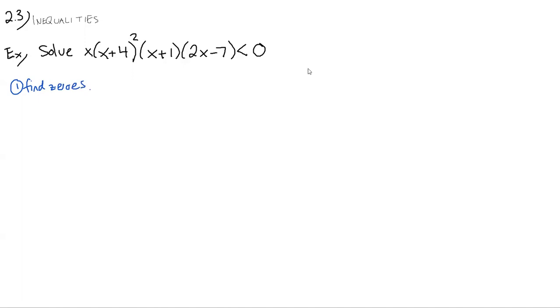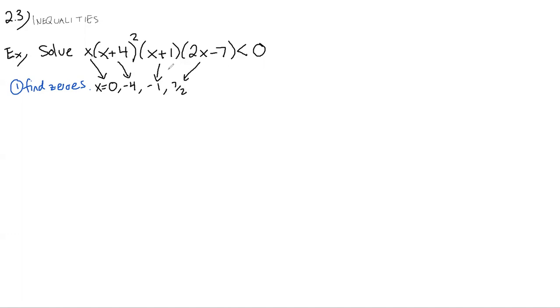And yes, we just take that from all the factors. Don't forget the x there. I know a lot of people will just kind of overlook it because there's no brackets on it, but it is in fact going to contribute a 0 of 0. So we're going to get a negative 4, a negative 1, 0, and 7 over 2.